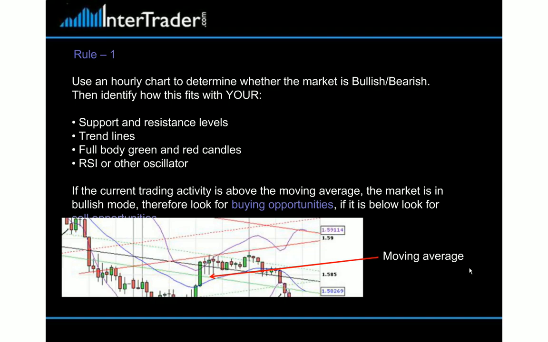People aren't finding value at each price. Okay, so they're good things to look out for. RSI, or any other oscillator, will tie in with your overall support and resistance and overall trend. It will tell you: if you look at the trading activity above the moving average, then the market is in bullish mode, therefore look for buying opportunities. If it's below the moving average, look to sell.